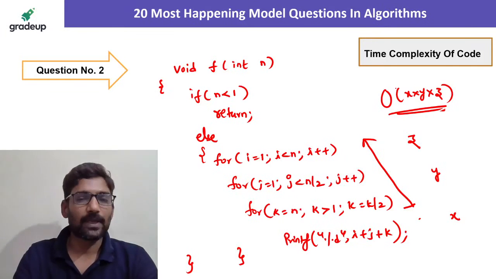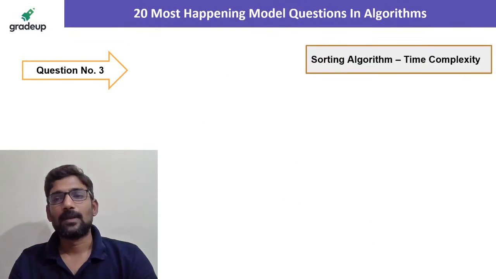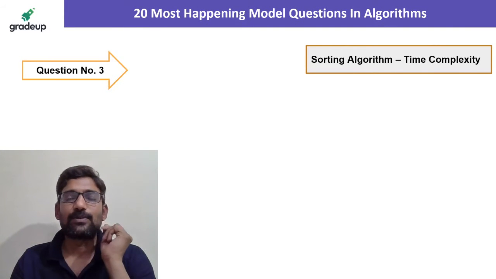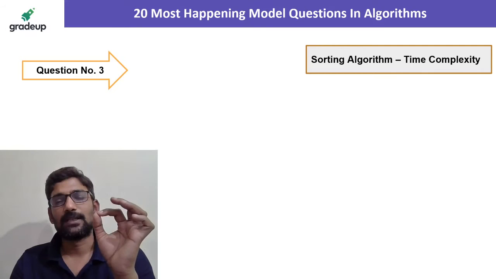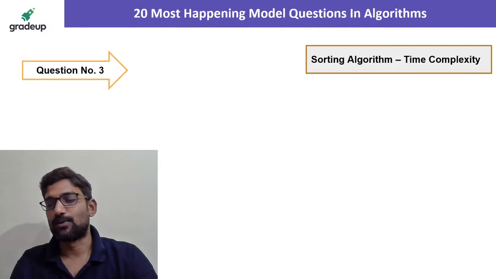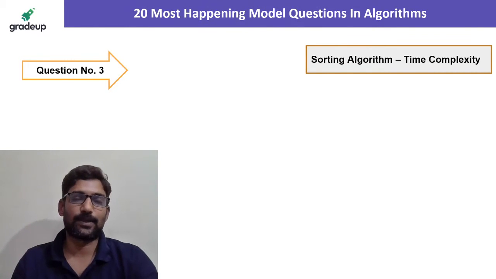Next, the third model question: you may be asked a direct question, that is, what is the time complexity of so and so sorting algorithm? Majorly, what sorting algorithms do you have to focus on?